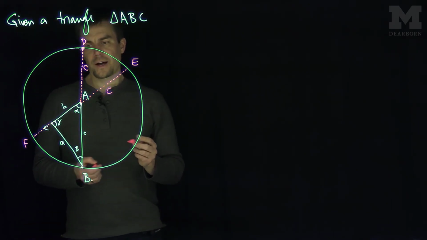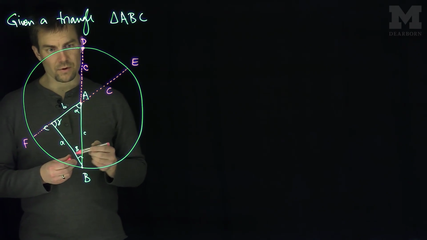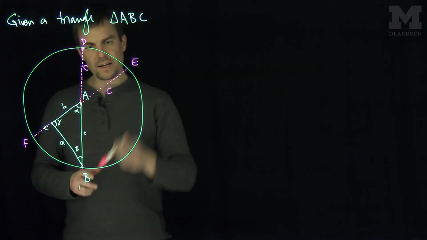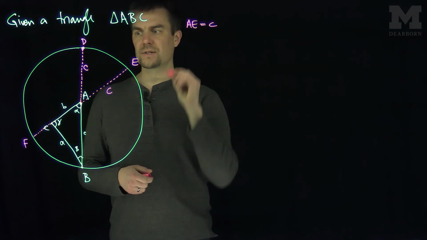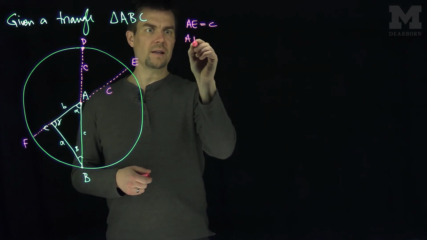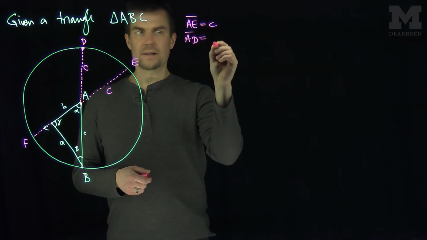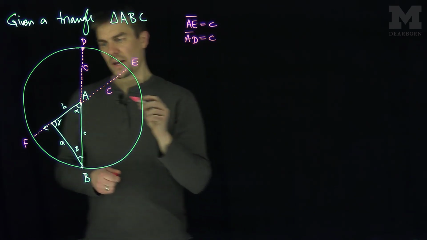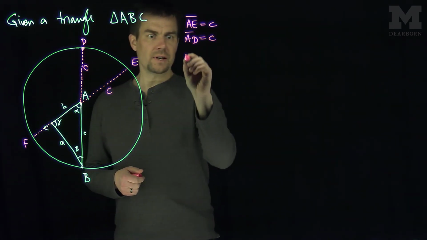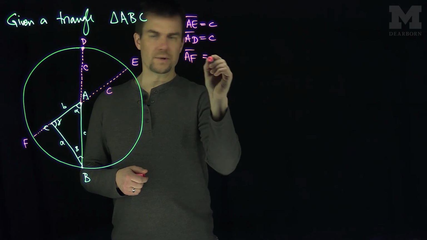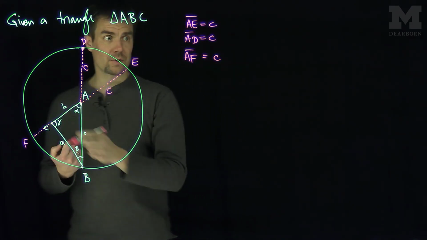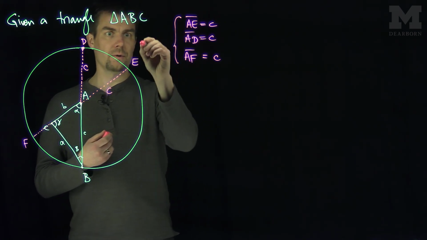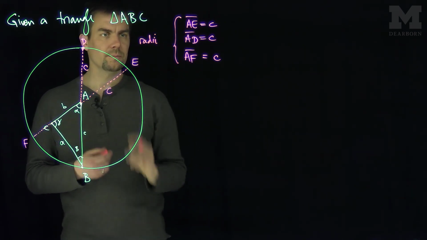And now I'd like to find out some of these lengths over here. So notice that AE is a radius, so AE is equal to c. AD is equal to c since it's a radius. And AF has to be equal to c, because AF is a radius. So all of these are radii of our circle.